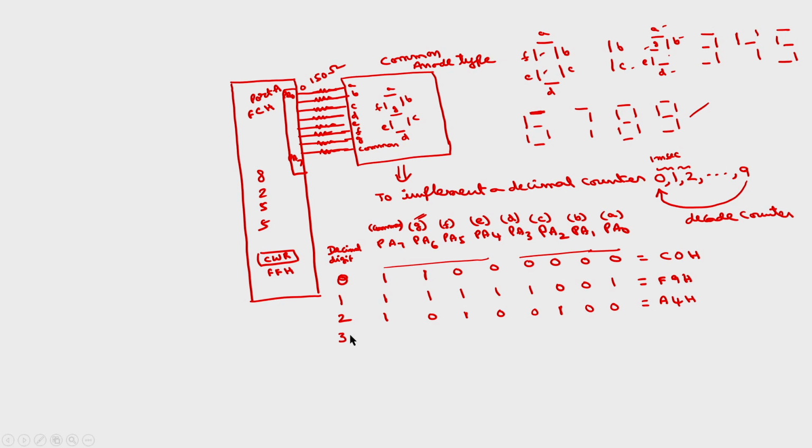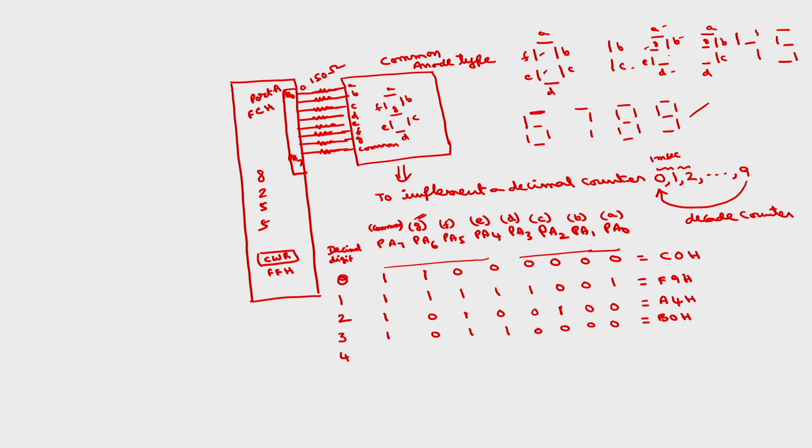Similarly, corresponding to 3, what is the code? This will be 1 always. 3 means I want only A, B, C, D, G. So, A, B, C, D, G should be 0, F is 1, E is also 1, and the remaining 4 are zeros. This will be B0H.